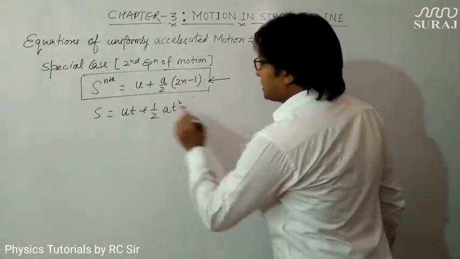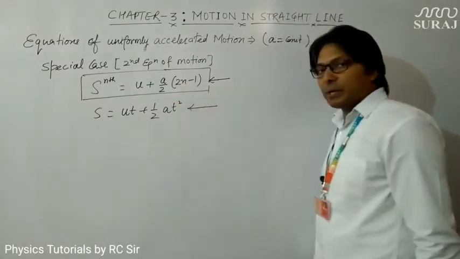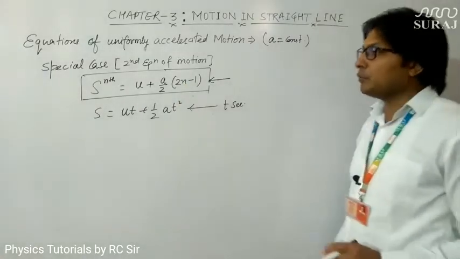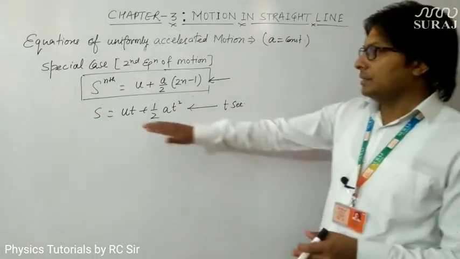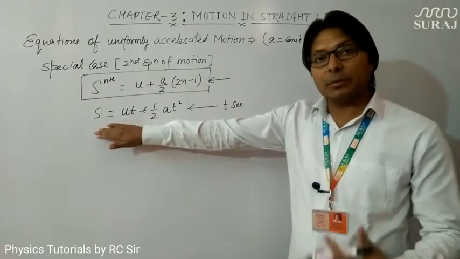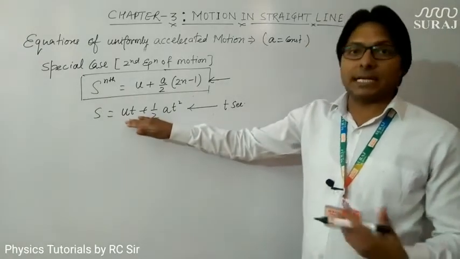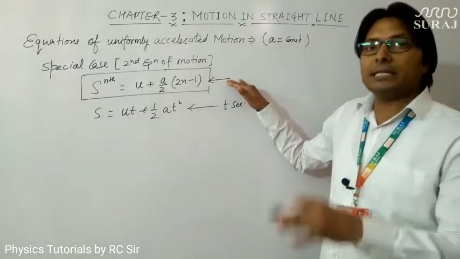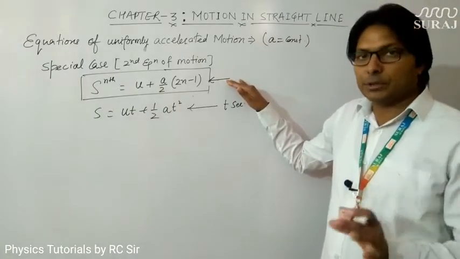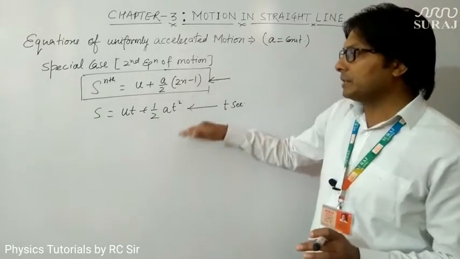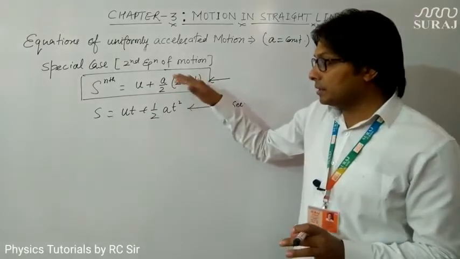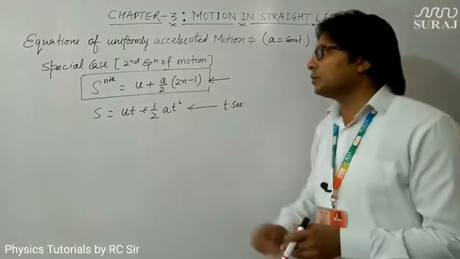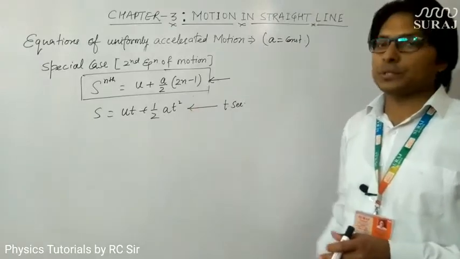Here this is the distance or displacement covered by the object in t seconds. So that is the main difference between these two equations. This equation represents the distance covered by the object after t seconds. This is the distance covered by the object during the nth second of its journey. So that is how these two formulas are different from each other. Now let us try to derive this equation with the help of the second equation.